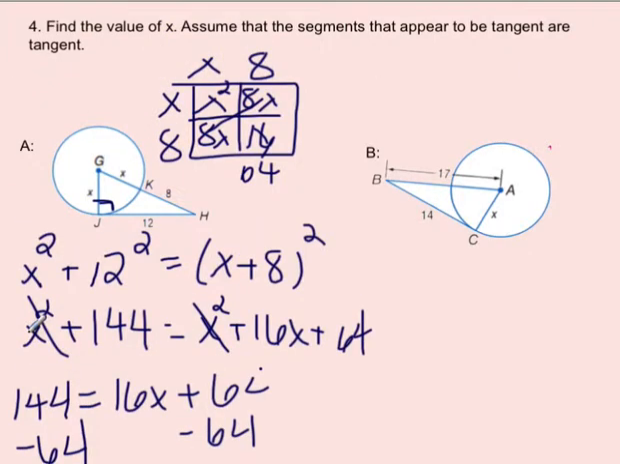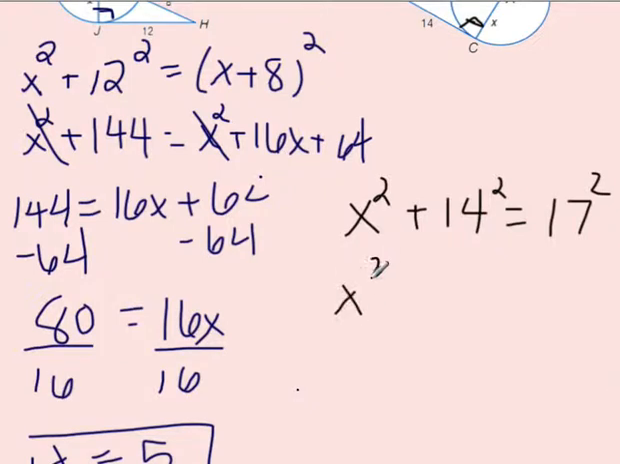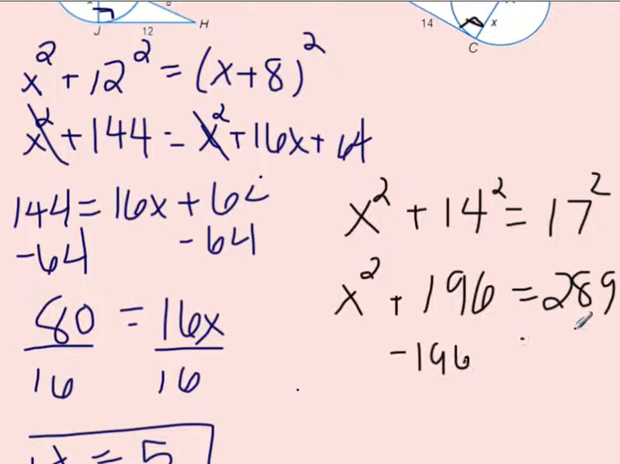Now, letter B is a lot more simple, okay, because we know that this right here is a right angle. So again, we're just going to use the Pythagorean theorem to solve for x. So x squared and 14 are our legs. So we have x squared plus 14 squared, and we want that to be equal to 17 squared. So let's do some math. So we have x squared, 14 squared is 196. 17 squared is 289. So now I want to get that 196 over to the other side. So I'm going to subtract 196 from both sides. Then I get that x squared is equal to 93.